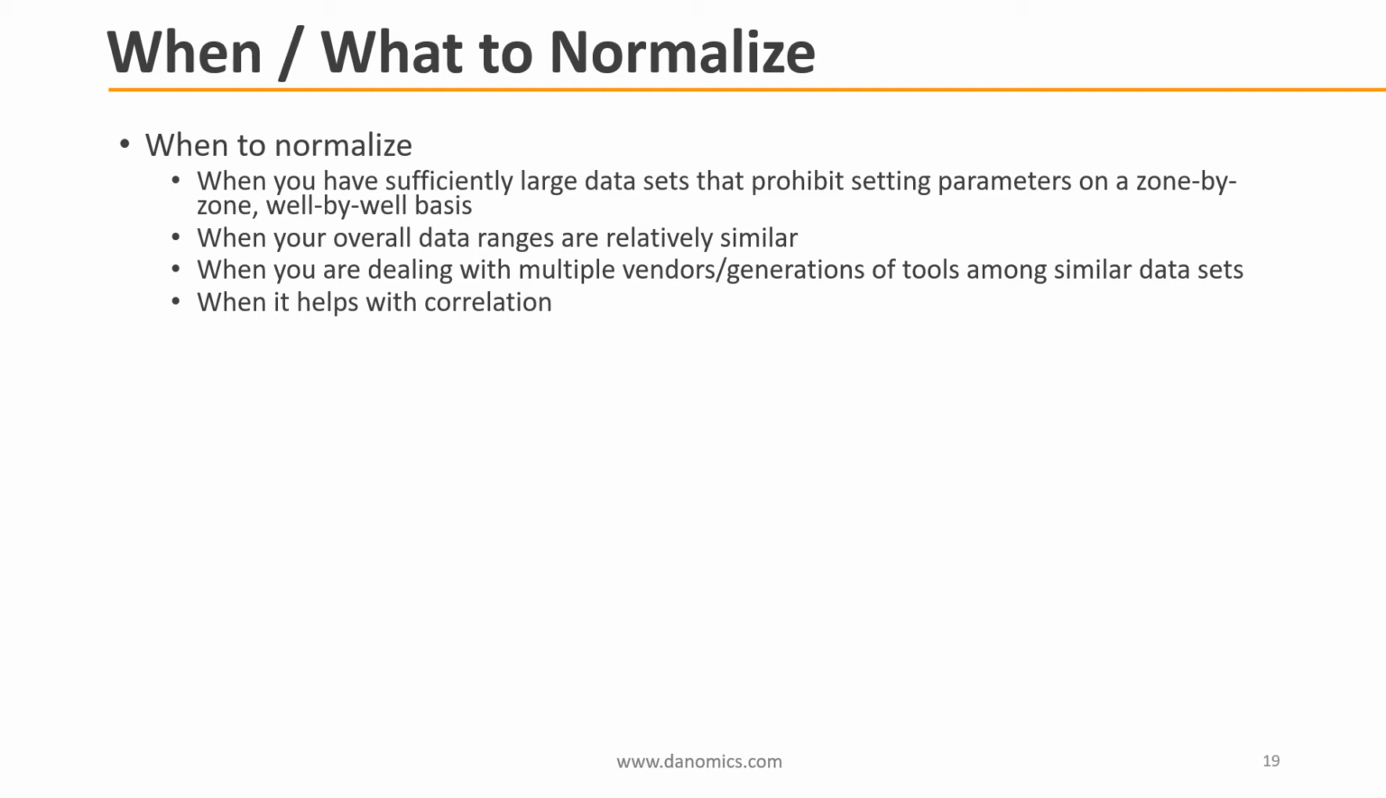And normalization is a way to effectively deal with some of the variation that's caused by multiple vendors or different generations of tools being inside the same data set. And from a practical point of view, definitely normalize your data if it helps you with performing correlation. You can normalize that data, perform your correlation, and then you can turn off the normalization after you've got your framework built out, for example.